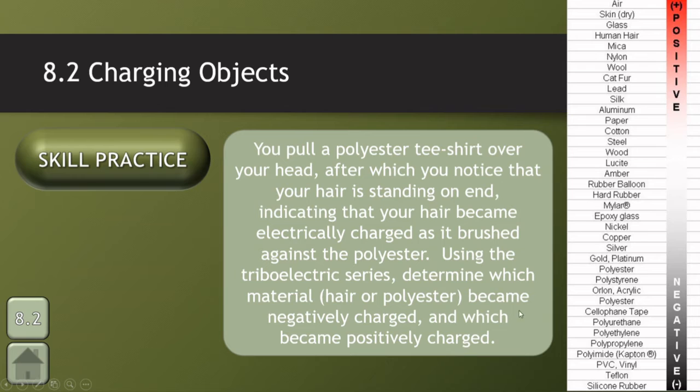Again, this is a simple matter of seeing which material is closer to the top and which is closer to the bottom. Well, we've already established that hair is fairly close to the top. There are only 3 materials that are more likely to become positively charged than hair, and polyester is all the way down here closer to the negative end. So the polyester t-shirt will pick up electrons and become negatively charged, and the hair will lose electrons and become positively charged.